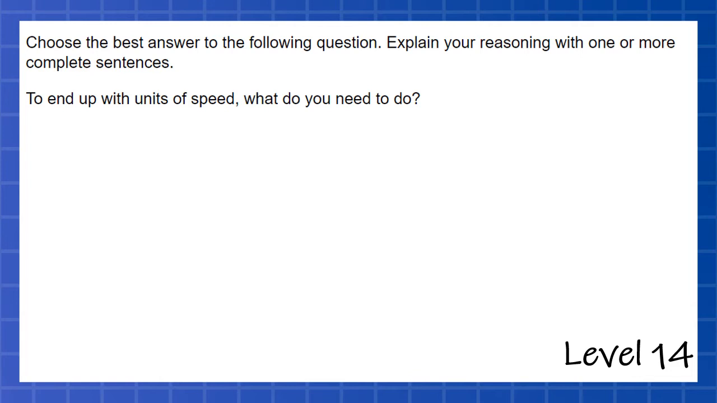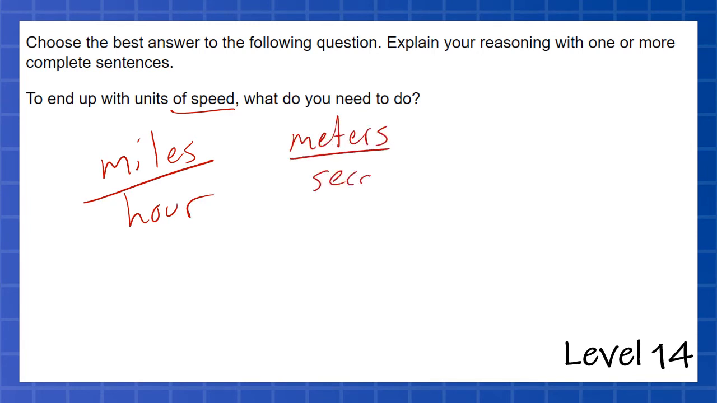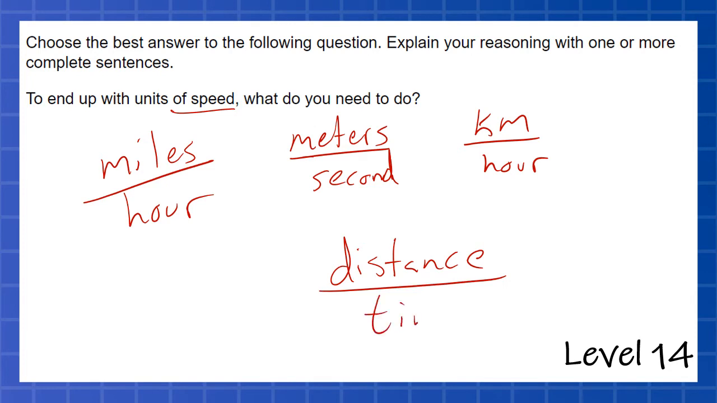To end up with the units of speed, when we talk about speed, what do you need? So when I say speed, what are some examples of speed? Well, we've got miles per hour. You might also have meters per second. What's another speed measurement? Kilometers per hour. And what I want you to notice is that whenever we have speed, that is distance, how far you're going, divided by time. So speed is the measure of how far you go and how quickly you get there, okay?